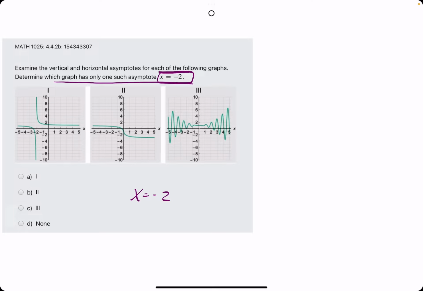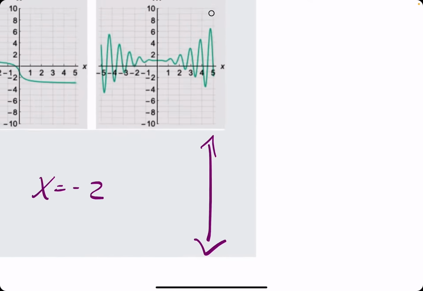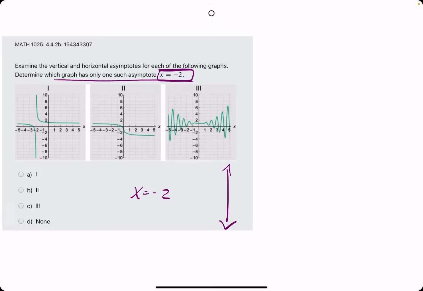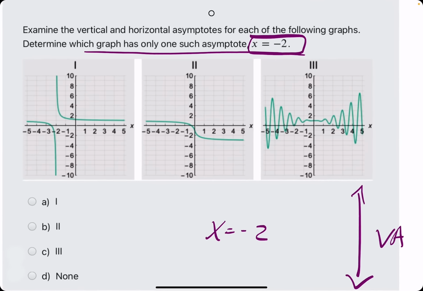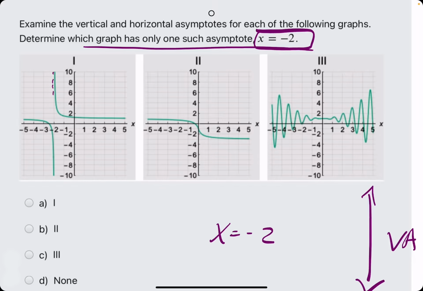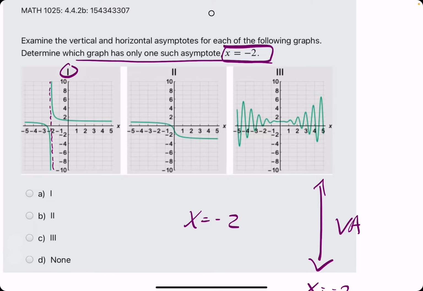Anytime you see x equals some number, it represents a vertical line. So in this case, talking asymptotes, it represents a vertical asymptote, namely one we should see at -2. X equals -2. So we're looking for a vertical asymptote at x equals -2. So just like that, number 1 looks pretty good. Let's just check the others.